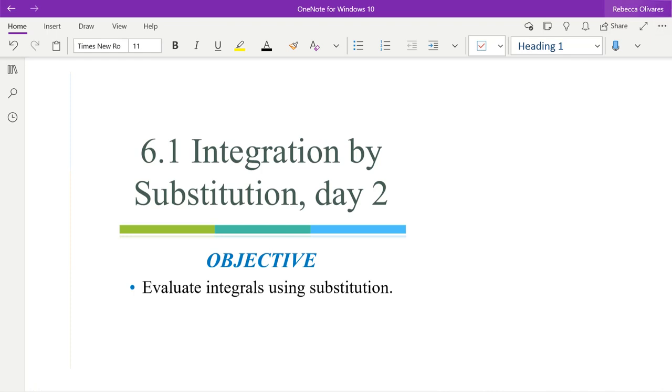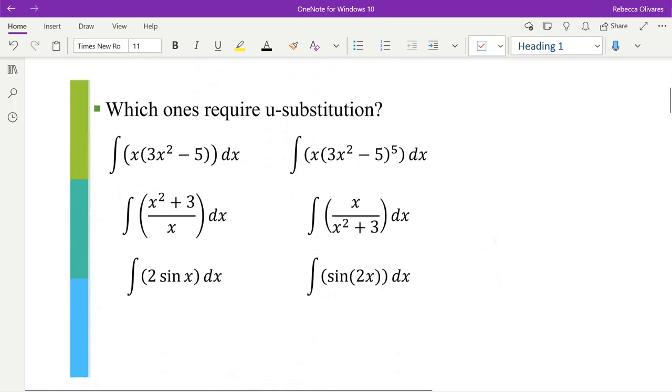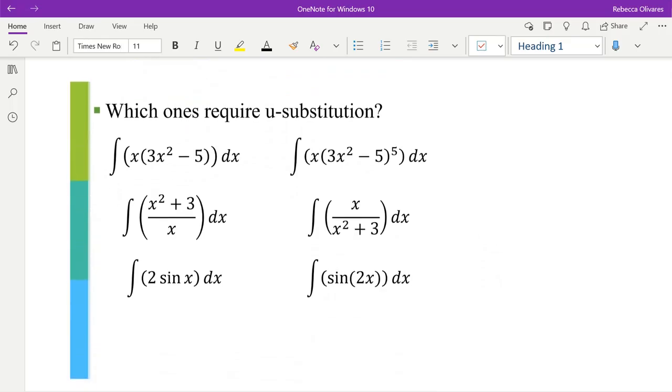6.1 Integration by Substitution, Day 2. So we talked about integration by substitution in the last lesson, and in this lesson I want to see if you can answer which one of these 6, and there's more than one, requires that you do use substitution in order to find the integral.